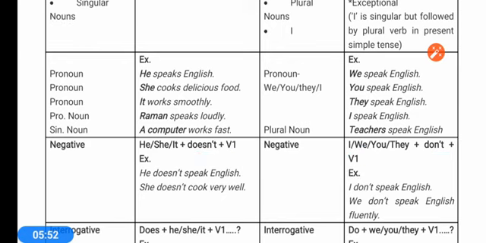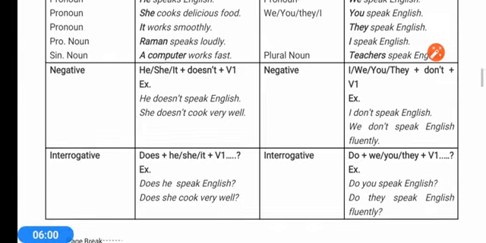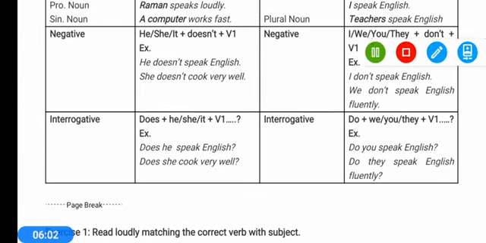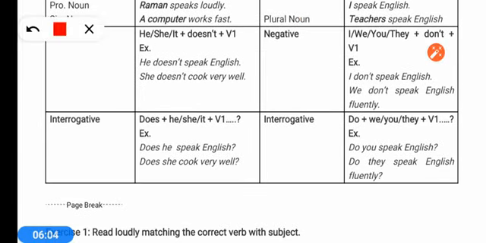So only s or es is added in affirmative sentences, not in negative and interrogative sentences. What we do for negative, we use does not plus first form. For plural, we use do not plus first form. For making interrogative, we just bring does forward.